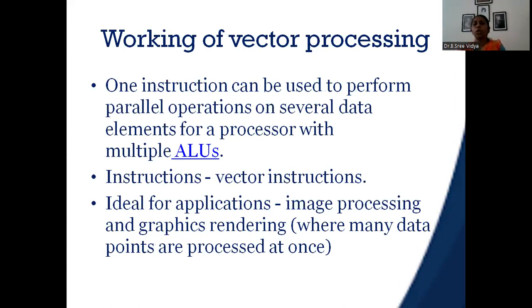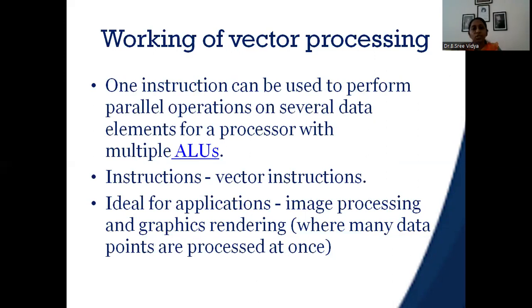Say, for example, you want to add 100 elements in 100 different ways, 50 pairs of elements. Here, what operation is common? Addition is common. But what is different? Each data is different. For example, 1 plus 2, 3 plus 4, 5 plus 6. Instead of adding everything in a serial fashion, you can add everything in a parallel way. So one instruction can be used to perform parallel operations on several data elements for a processor with multiple ALUs. What is ALU? I hope all of you remember. ALU stands for Arithmetic Logic Unit.